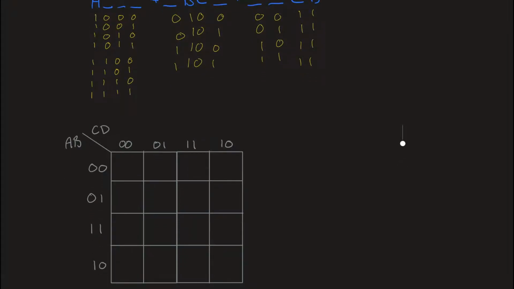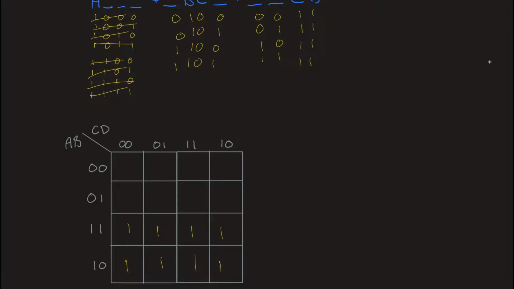So 1, 0, 0, 0, that's here. 1, 0, 0, 1, that's here. 1, 0, 1, 0, that's here. 1, 0, 1, 1, that's here. Can you tell we're just going to fill out the whole A range? Because as long as A is true, it's true. 1, 1, 0, 0, 1, 1, 0, 1, 1, 1, 1, 0, and 1, 1, 1, 1.